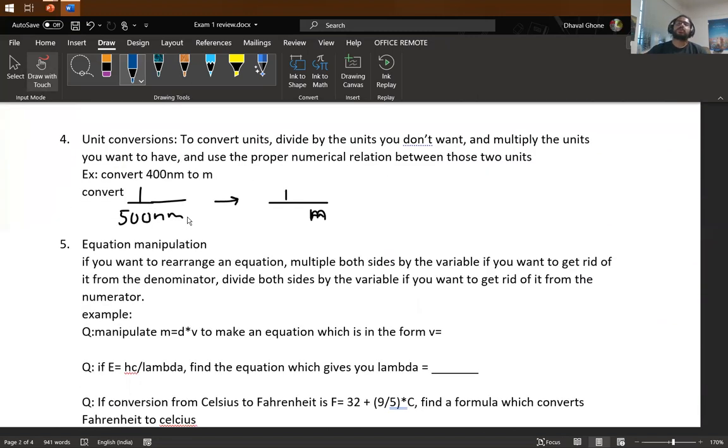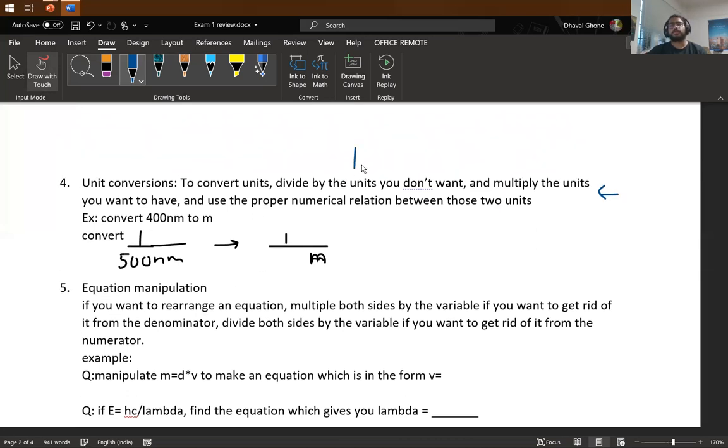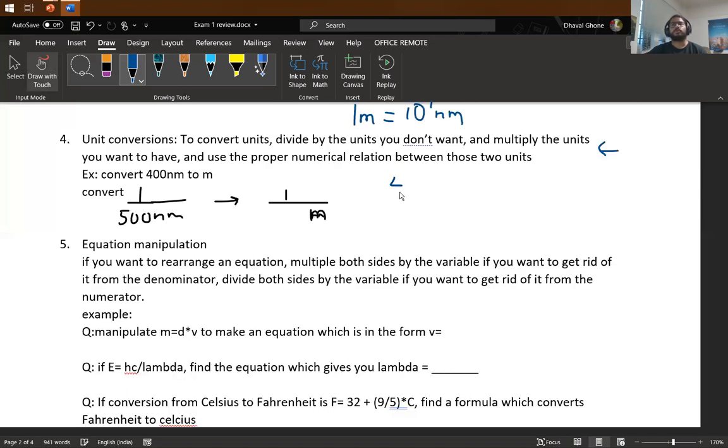Unit conversions. To convert units, I have given a few notes, so go ahead and read these notes and follow them. But I'm going to start with the first question, which is convert 400 nanometers to meters. If you don't know, the conversion factor is 1 meter equals 10 to the power 9 nanometers. I think this will be given to you in the exam, so do not worry about it. So if I want to convert 400 nanometers, how would I do that?